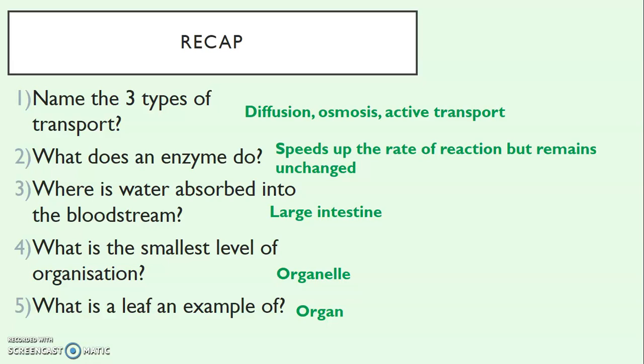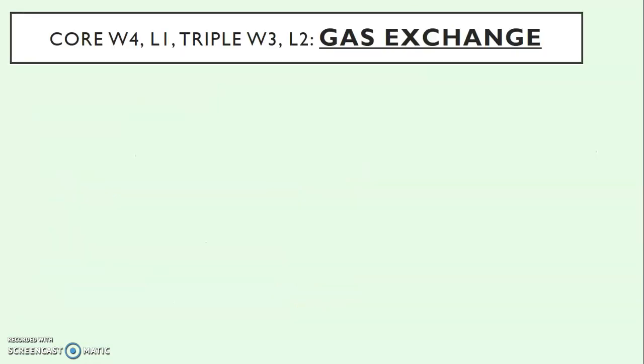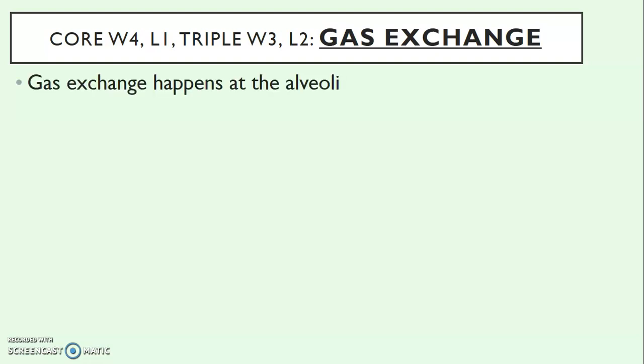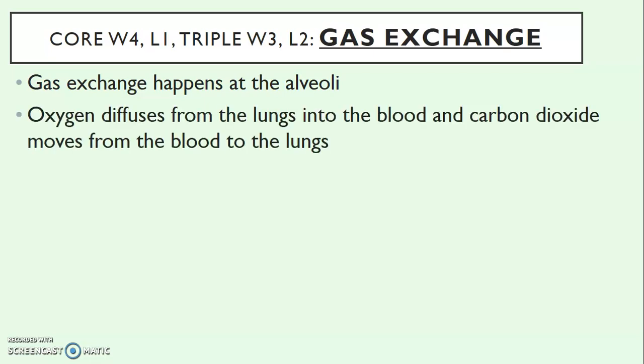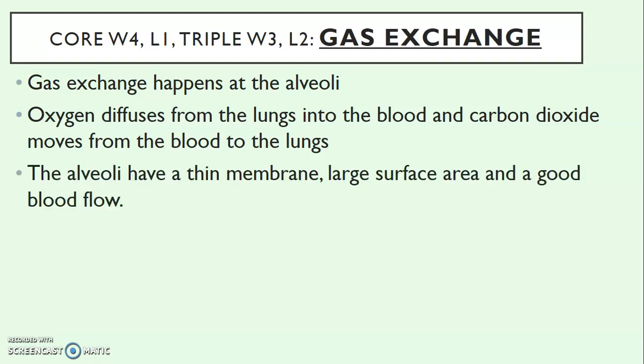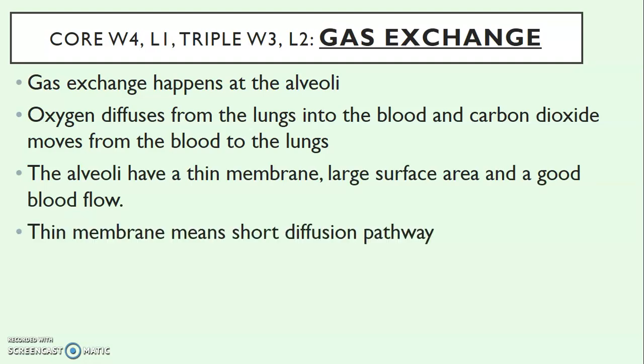So what we're looking at today is gaseous exchange or gas exchange. And the facts that you need to learn, these are also in your fact books, is that gas exchange happens at the alveoli. Oxygen diffuses from the lungs into the blood, and carbon dioxide moves from the blood into the lungs. The alveoli have a thin membrane, large surface area and good blood flow.